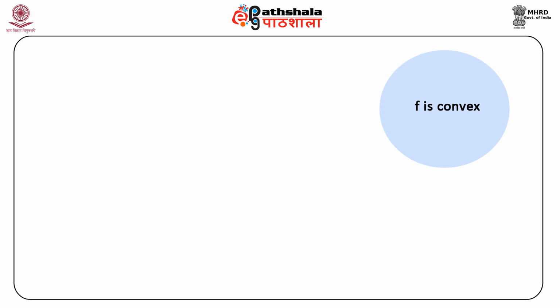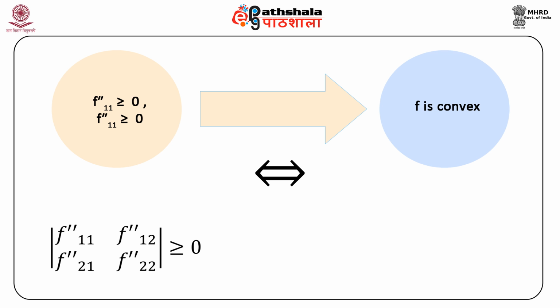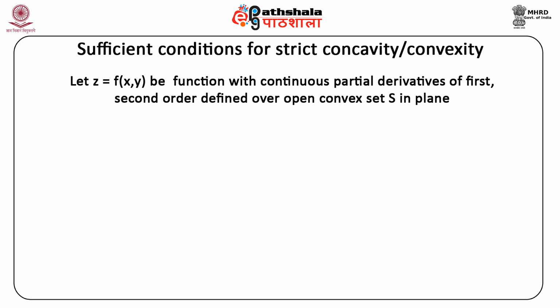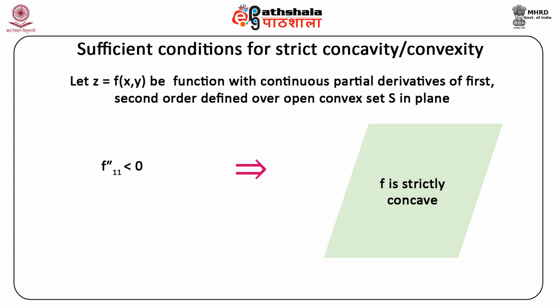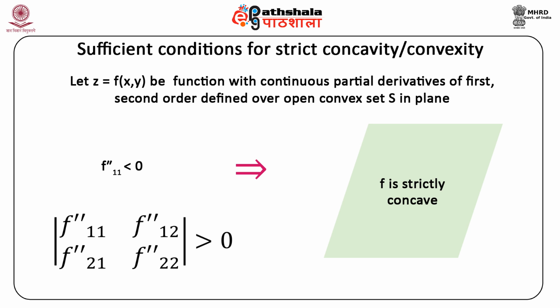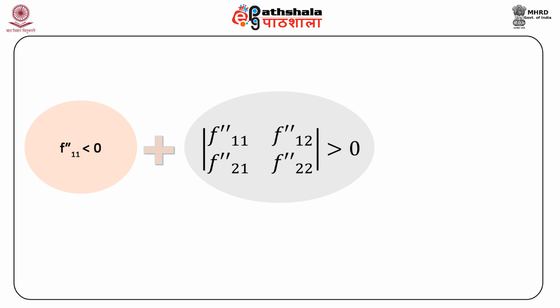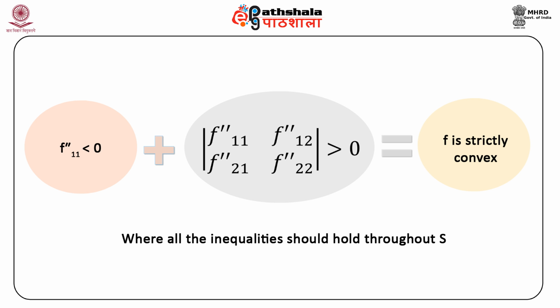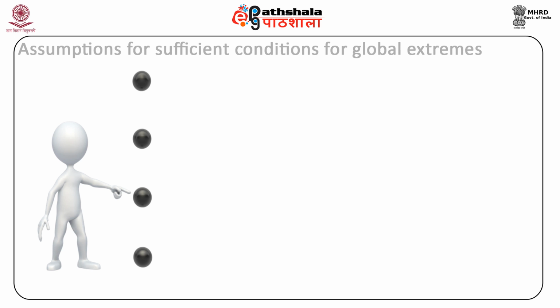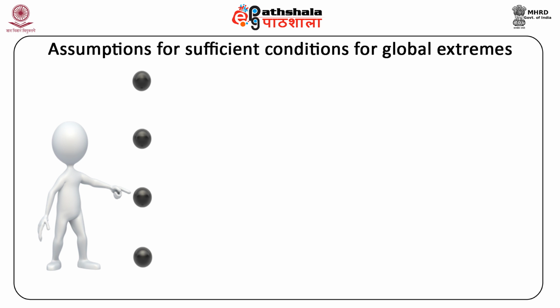f is convex if and only if f double dash 1 1 is greater than or equal to 0 and f double dash 2 2 is greater than or equal to 0, and the determinant is greater than or equal to 0, where all the inequalities should hold throughout S. Now we take a look at the sufficient conditions for strict concavity or convexity. f double dash 1 1 is less than 0 and the determinant of the double derivative matrix is strictly greater than 0. f double dash 1 1 is greater than 0 and the determinant of the double derivative matrix is strictly positive, where all the inequalities should hold throughout S. The mentioned results have various interesting implications in optimization theory.